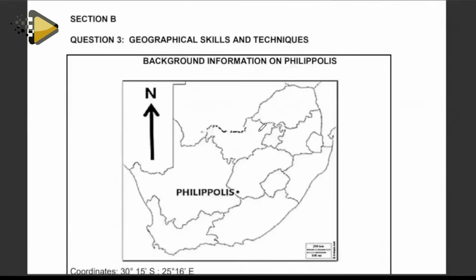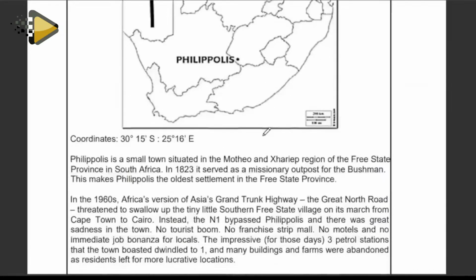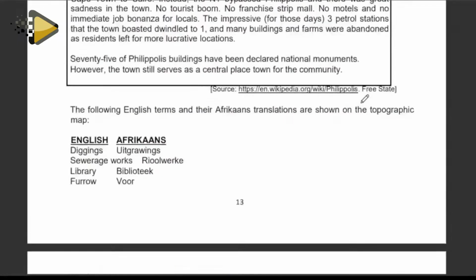This is our map for Philippolis, then the map information provided here and the coordinates. We must also go through the information. The map information will help you in answering some of the questions. You cannot ignore the map information as you are doing the map question, because there are some questions that might be asked based on the map information which is provided. And then let's go to our questions.